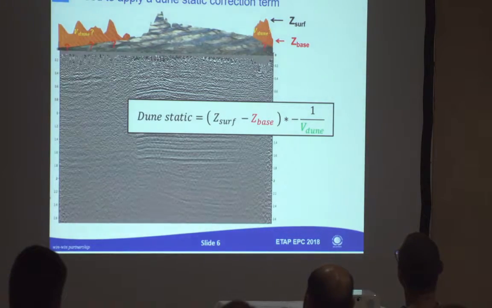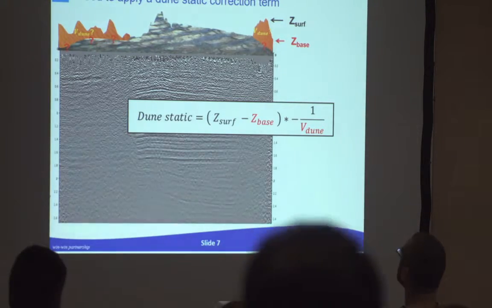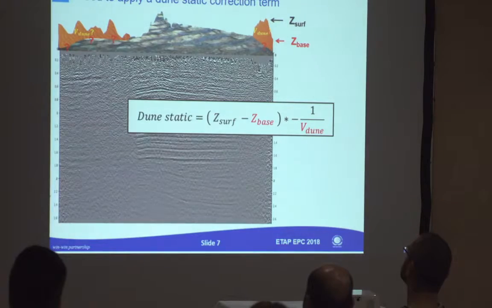As you can see in this little animation, we don't know where the base of the dune is. It's critical for us to know where it is because it has an impact on the long wavelength static solution, so on the long wavelength structure of the images that we're going to interpret. So how to do it? How to build a reliable dune model on our seismic surveys?